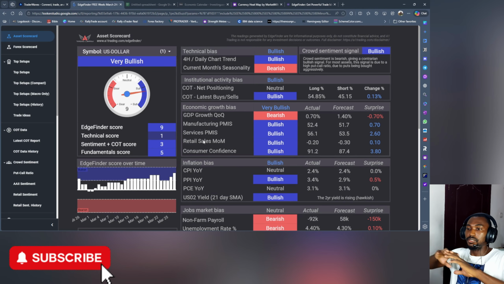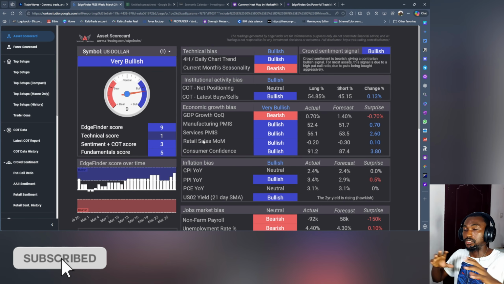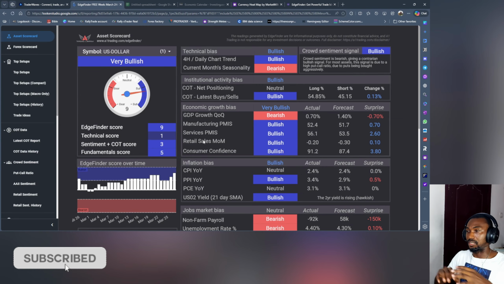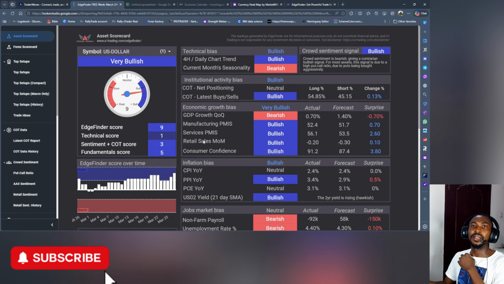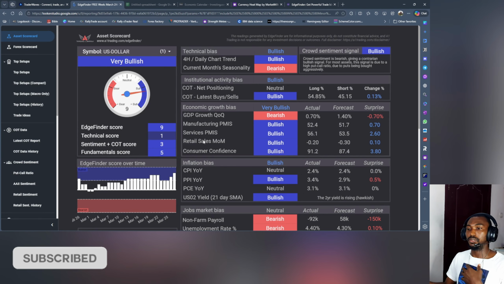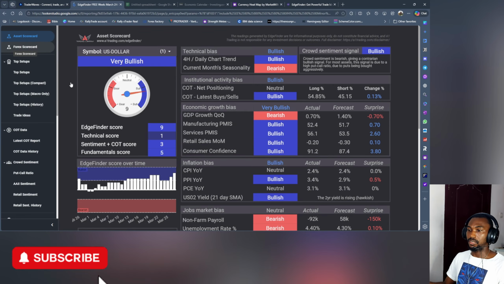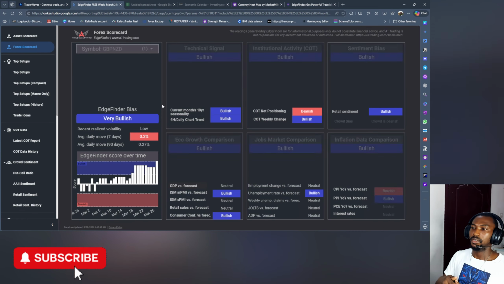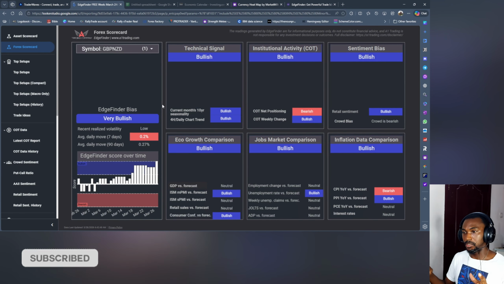Now, if it was just this page, it is already a lot. Like, it's already a lot. It has covered a lot of things. However, there's more in this tool. There's more. As a Forex trader, obviously I can't trade Forex just looking at the dollar, then come back and look at the pounds. So it already has a comparison space for you called the Forex scorecard right here.